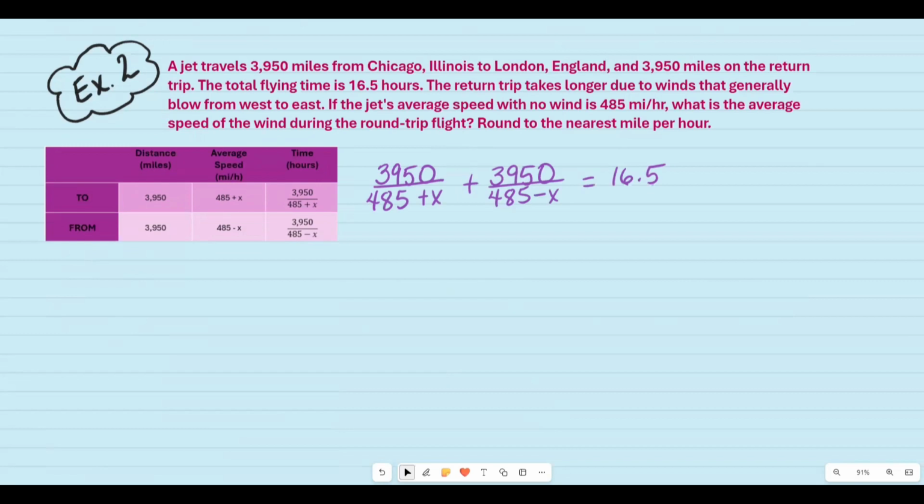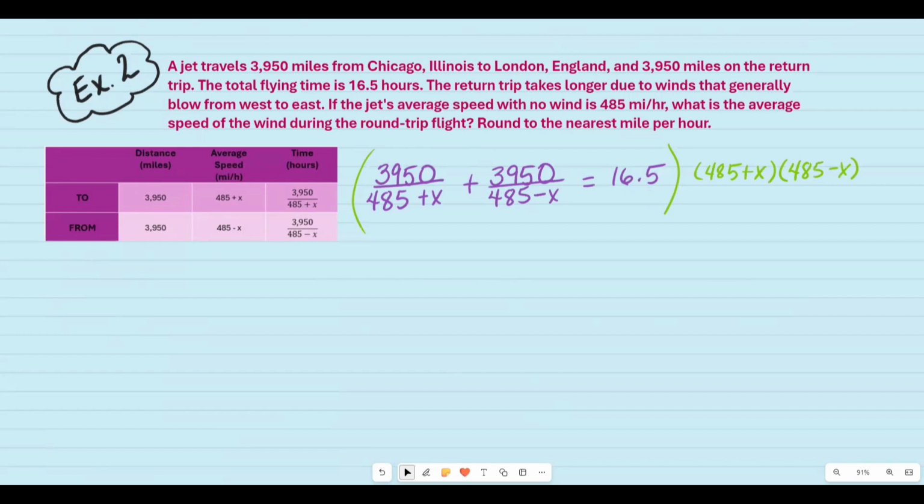So I'm going to do the same thing, and I'm going to find the least common denominator. And I see that I have in one denominator 485 plus x. In the other denominator, I have 485 minus x. And then 16.5, the denominator is 1. We don't really have to take that into consideration as far as putting it on the outside, but we do have to know that this is actually a fraction.